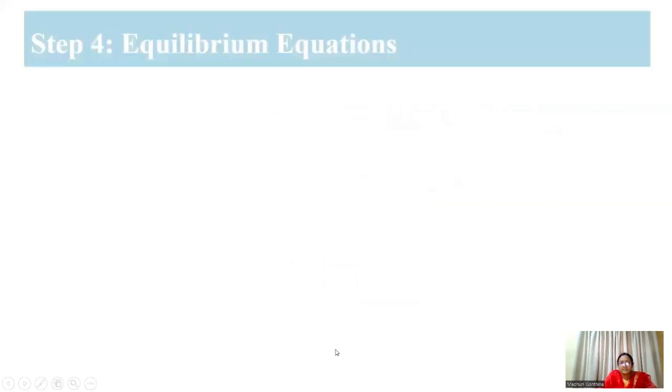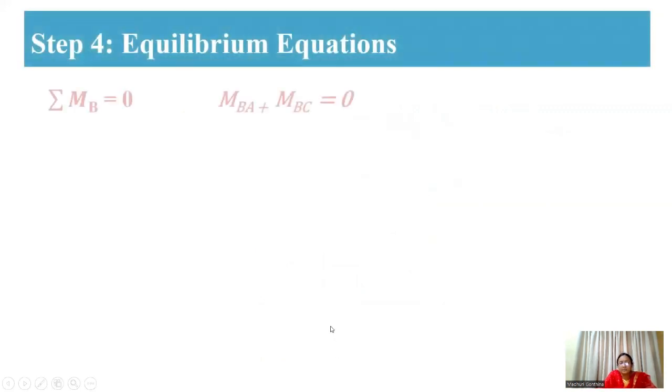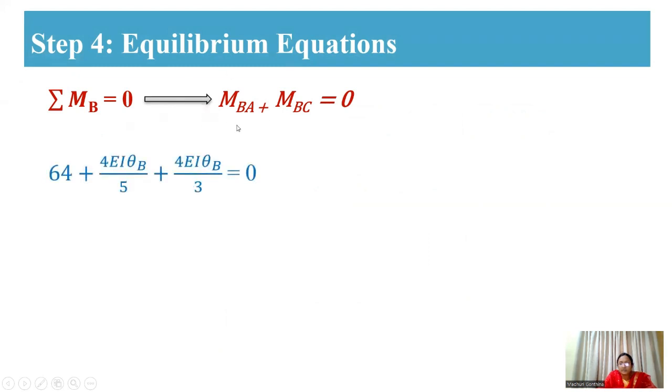Next, coming to your next step, we are going to use the equilibrium equation. Here you only have a joint at B. Therefore, sigma MB will be equal to 0. That means moment BA plus moment BC will be equal to 0. So this is a joint equilibrium condition. By substituting the MBA moment and MBC moment, the equation will become like this.